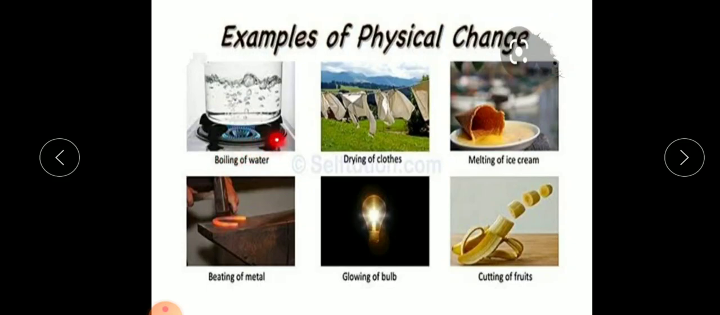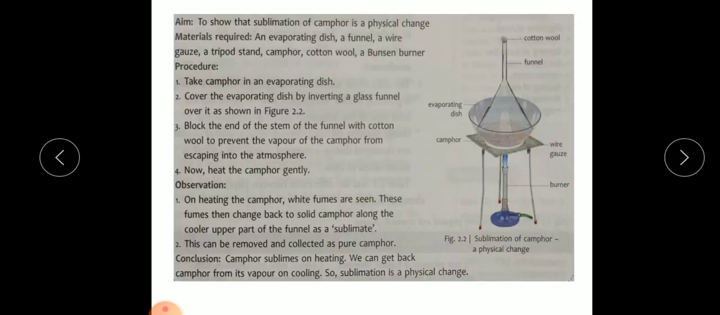Say for example, boiling of water, drying of clothes, melting of ice cream, beating of metal, glowing of bulb, and cutting of fruits. All these are examples of a physical change. Now, we'll see an activity which shows that sublimation of camphor is a physical change. Okay, so our aim is to show that sublimation of camphor is a physical change.